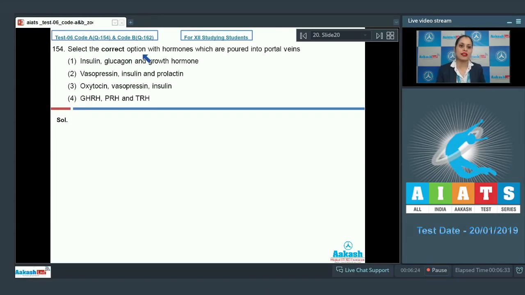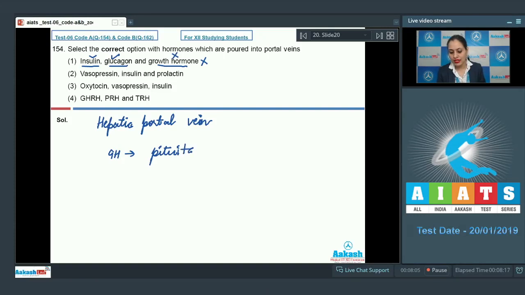Question number 154. Select the correct option with hormones which are poured into portal veins. The very first option is insulin, glucagon and growth hormone. This is an incorrect option because insulin and glucagon are carried via the hepatic portal vein to their respective cells, whereas growth hormone is released from the anterior pituitary gland directly into the blood. The next option is vasopressin, insulin and prolactin. This is also incorrect because vasopressin, also known as antidiuretic hormone or ADH, is released from the posterior pituitary gland, and prolactin is also released from the pituitary gland, and these are not transported through portal veins. On the other hand, insulin is transported through portal vein.